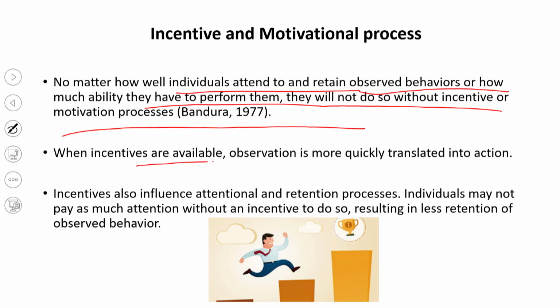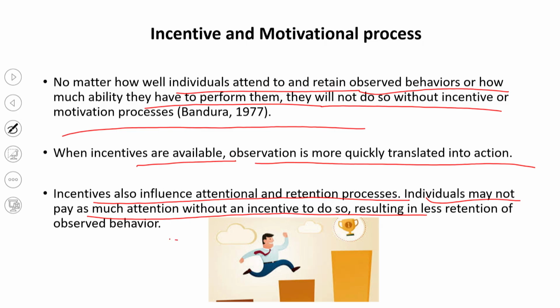So, when incentives are available, observation is more quickly translated into action. A person may learn a lot of things, but it will not translate into action if there are no incentives or motivations behind it. Incentive also influences the attentional and retentional processes. Whenever there are incentives, you also pay more attention, you also remember more, and you are more likely to produce it. Individuals may not pay as much attention without an incentive, resulting in a weaker retentional process. So, if there is no incentive, they will not pay attention, they will not retain it, and they will not have motivation to produce it. So, it will influence all the other steps.